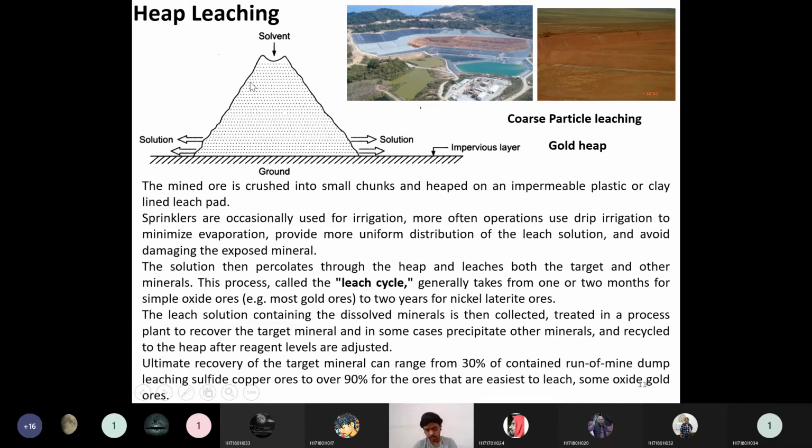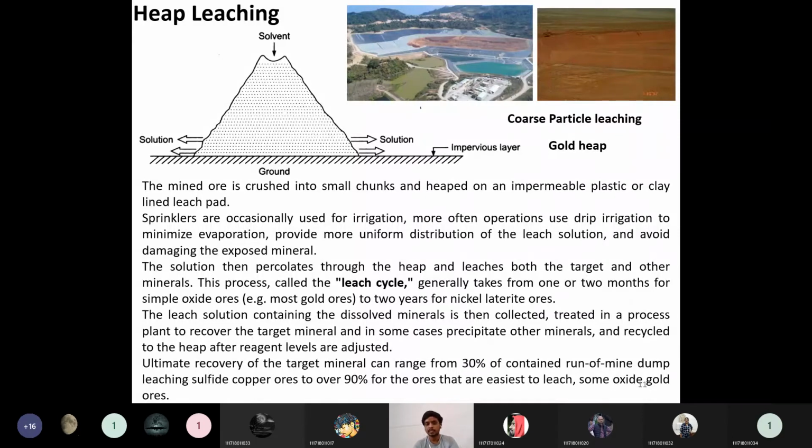Once the solution has been sprayed on this one, the solvent comes out in the solute form, so this completes one cycle of leaching. Furthermore, if you add another cycle, the leaching operation efficiency can be enhanced. Generally it takes from 1 to 2 months for simple oxide ores like most gold ores, to 2 years for nickel laterite ores. For nickel, this type of leaching operation takes more than 2 years, while for simple gold ores it takes 1 or 2 months. So this operation will be carried out like this.